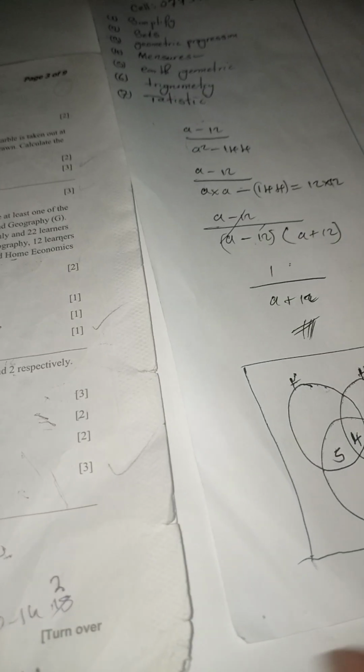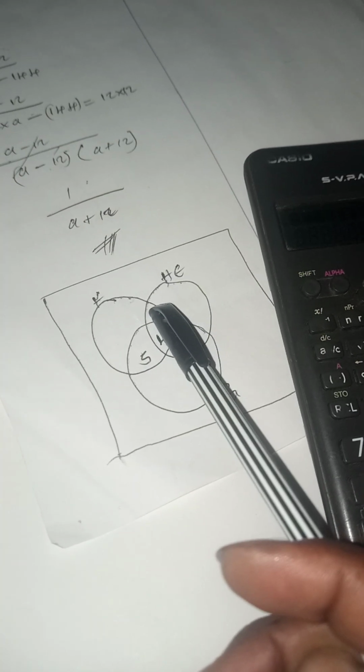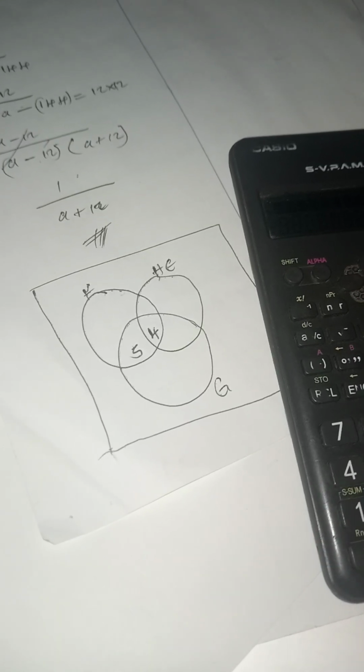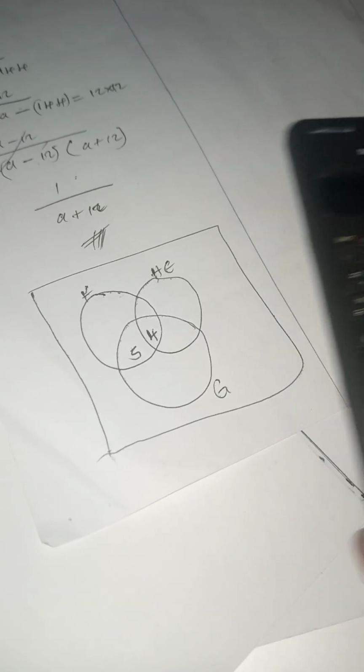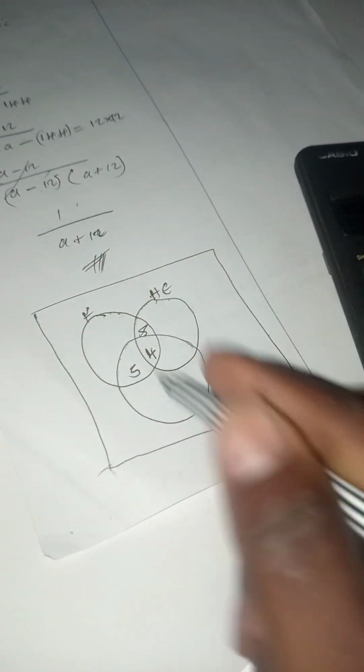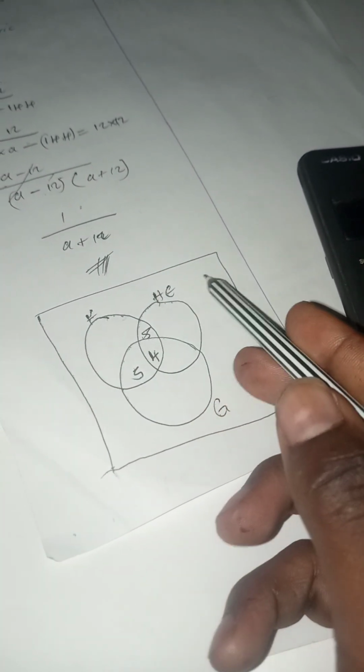Let's go to another without wasting time. We are saying that 12 learners take French and home economics. Where's home economics and French? 12 learners take home economics and French. So home economics and French is here. So now we are going to subtract 4 from 12, which is going to give us 8. So 8 take French and home economics.